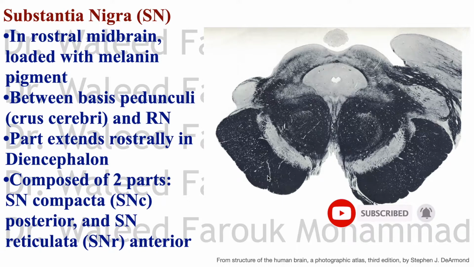Substantia nigra compacta, which is the posterior part, it's the part you see here, and substantia nigra reticulata, it's this part, the anterior part. See how it's threaded, rather than the posterior compact part. This is the substantia nigra compacta, and this is the substantia nigra reticulata, which is the anterior part.